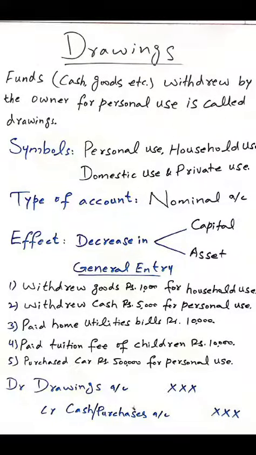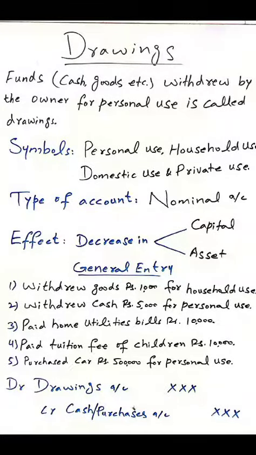Number 1. Withdrew goods rupees 10,000 for household use. The word household use denotes drawings. Number 2. Withdrew cash rupees 5,000 for personal use. The word personal use denotes drawings. Number 3. Paid home utilities bills rupees 10,000. The word home utilities denotes drawings.